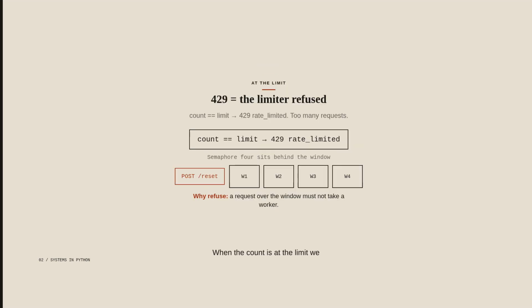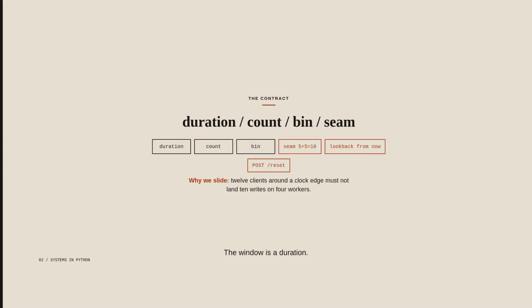When the count is at the limit, we answer 429. 429 means too many requests, and the limiter refused this one. The reason is rate limited. Rate limiting here is a count, not a token. 429 is the limiter, and the pool behind it is still Semaphore 4. We do not take a worker for a request that is over the window, and Semaphore 4 still sits behind this count.